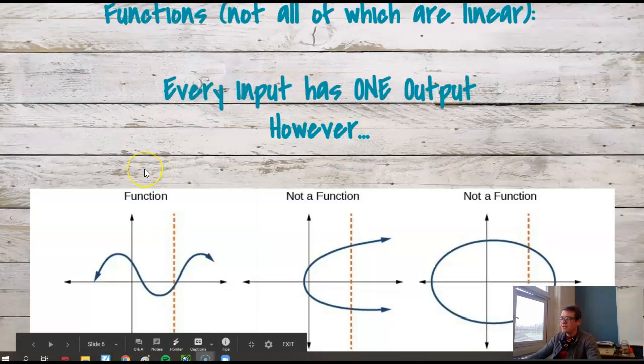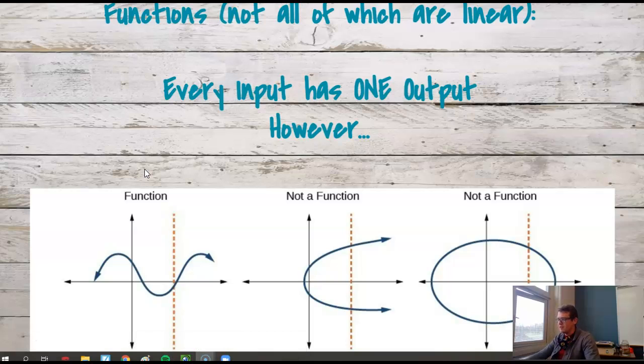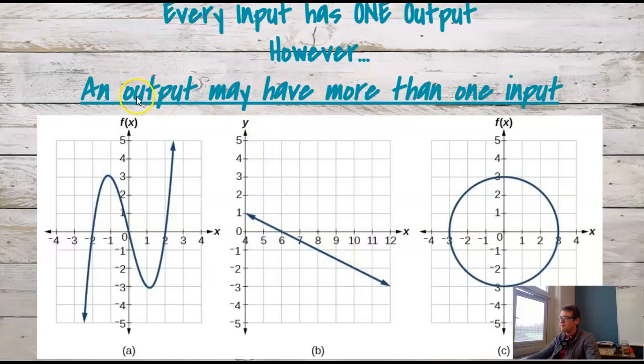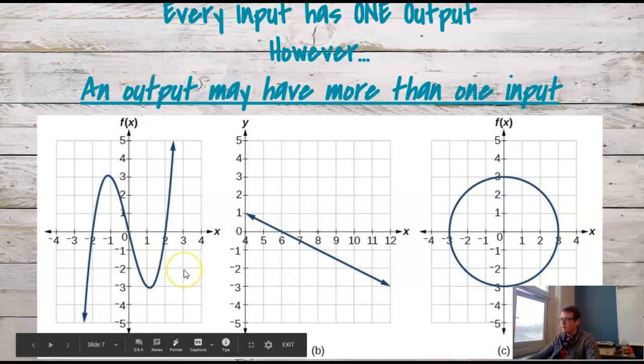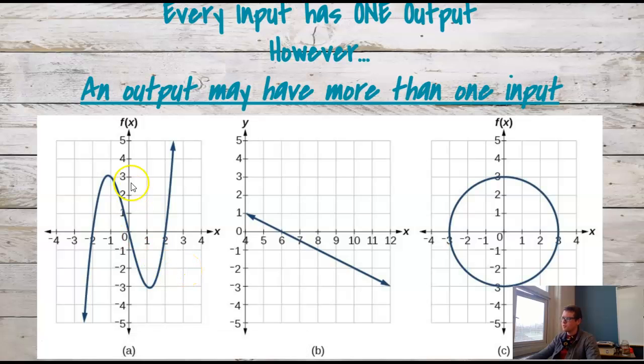All right, so I just wanted it typed out to make sure that we covered this and make sure that I didn't forget to say it. Every input has one output. However, an output may have more than one input. So this function right here, is that a function? Sorry, I shouldn't say this function. This relationship, is this a function? A over here? Ask yourself, does it pass the vertical line test?